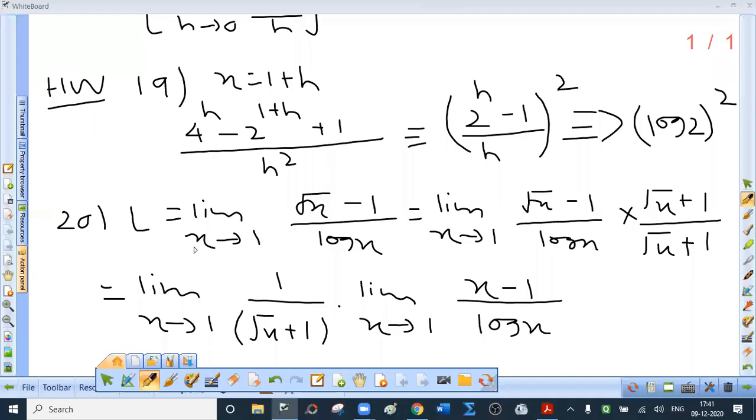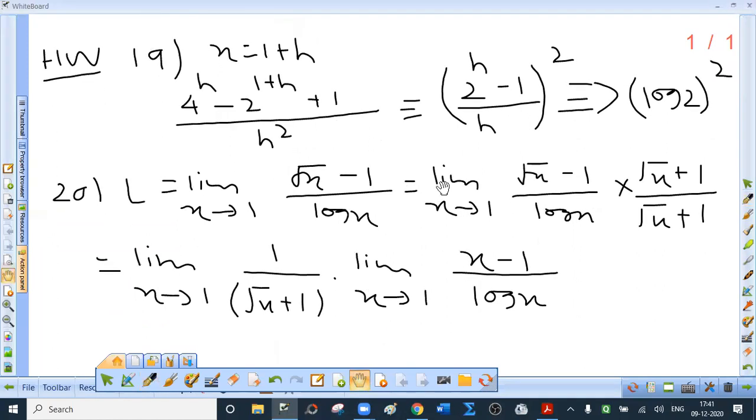Sum number 20. Let L be the limit as x tends to 1 of (root x minus 1) upon log x. Now some students may say, sir, we will put x equal to 1 plus h immediately and then we will rationalize. No problem. But here first I have rationalized the numerator. What is the advantage of that? Though we say rationalizing the numerator, we have to multiply the denominator also by that rationalizing factor, right?